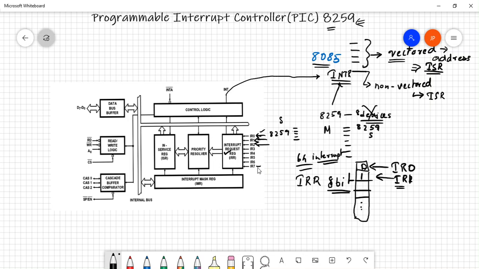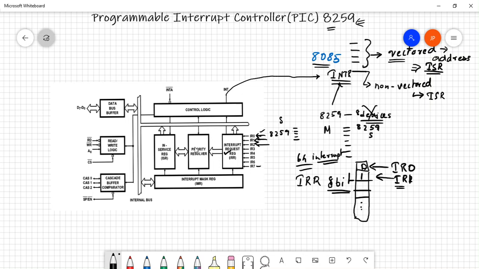But you have the option for changing the order of priority. There are various options which we'll be learning in the coming lectures. So you can initialize the 8259 as per your requirement, but by default IR0 has the highest priority. So we'll be looking at the default priority level at this point. Once we look into the modes of operations, we will see how these priority levels can be changed.